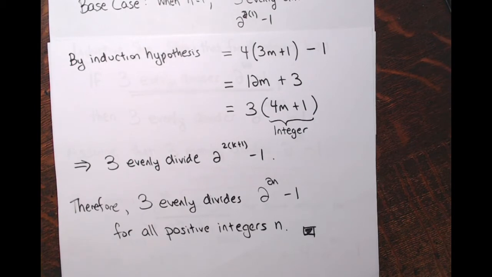If it's true for k, then it's true for k plus 1. You assume it's true for k, show it's true for k plus 1. And your base case, if it's true, will start a domino effect that will show you it's true for all integers after the base case.